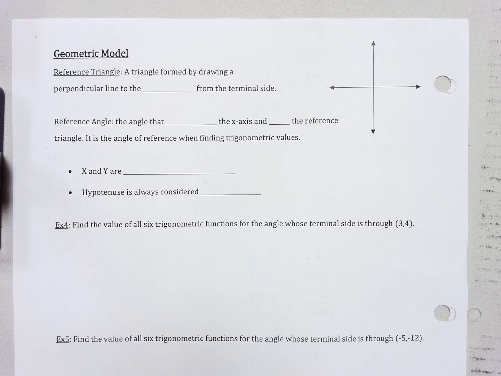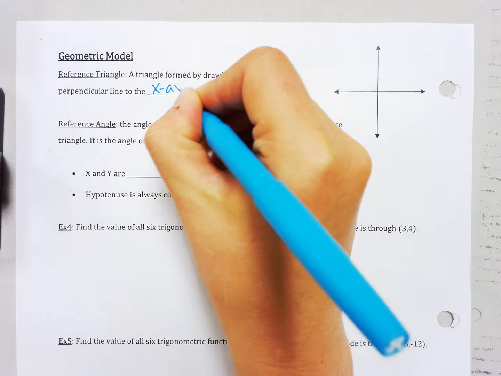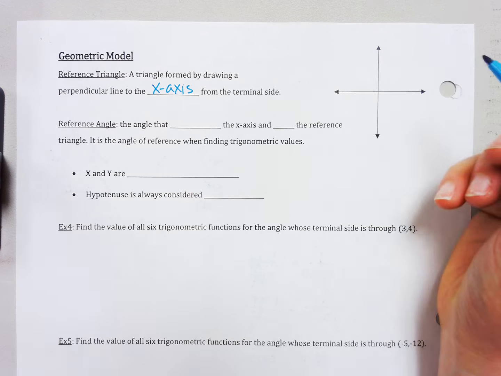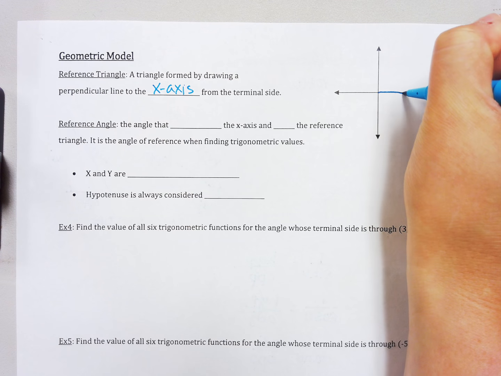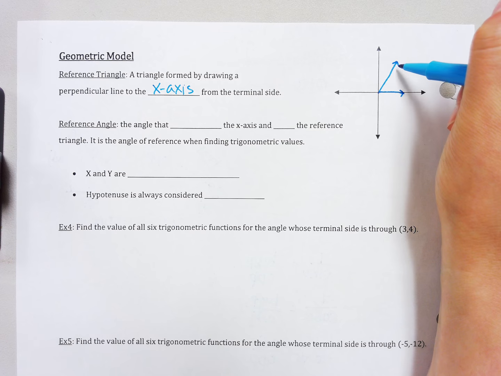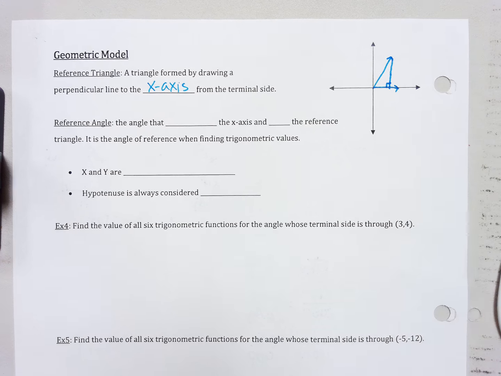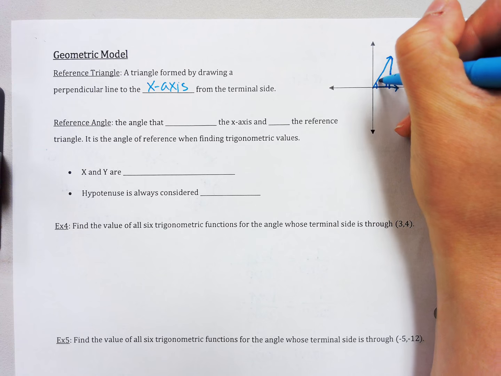A reference triangle is this triangle that's formed with the terminal side, and it's always formed with the x-axis. So yesterday we talked about how this was like our initial side. So if I have a terminal side like this, then I can form a right triangle that's called a reference triangle within these different quadrants. So this would be my theta. I drew my triangle too small.